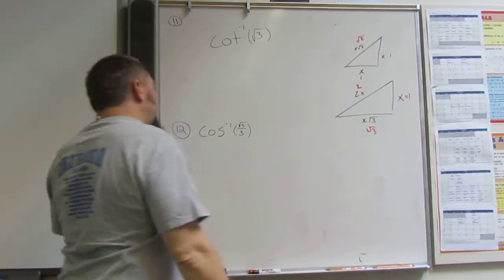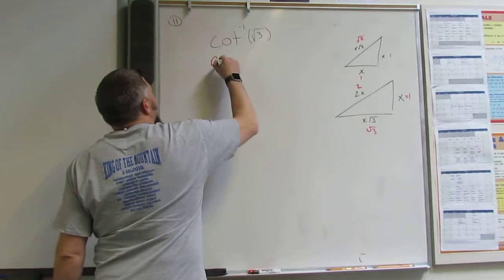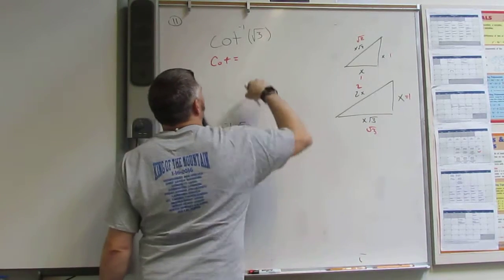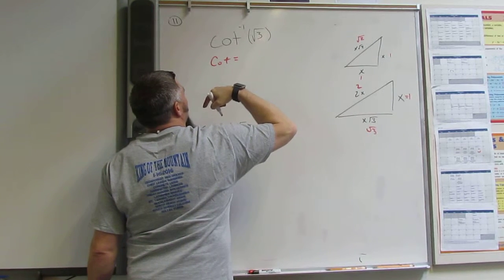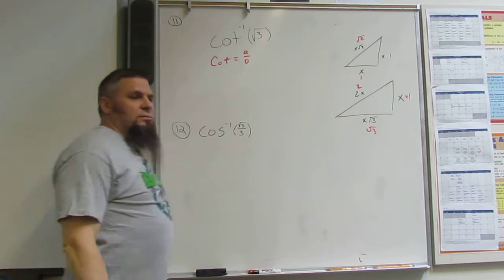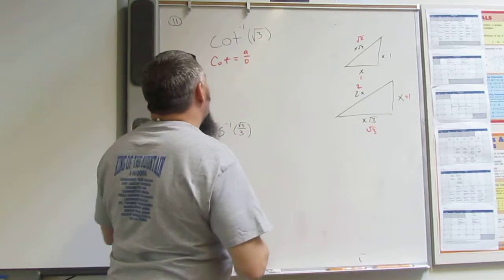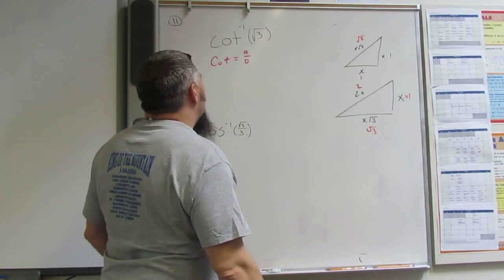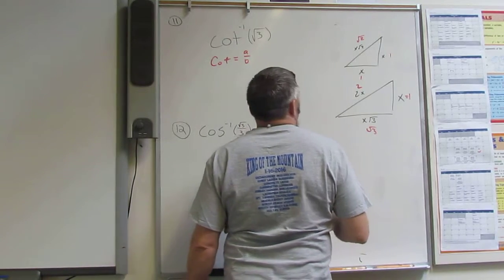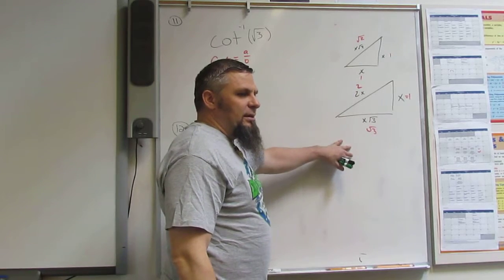Okay? And if I'm looking at cosine or tangent, I know that cotangent is equal to the adjacent over the opposite, right? Because it's the opposite of tangent. Okay? And so, I need to look and go, well, how am I going to get the square root of 3? Well, it has to deal with this triangle, right?